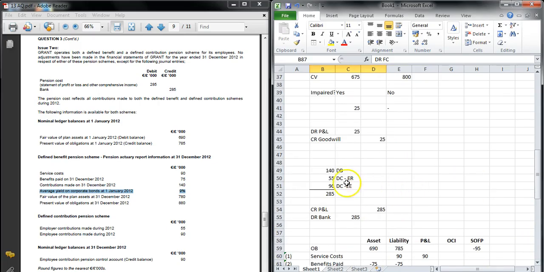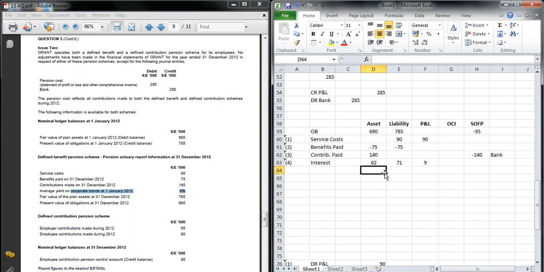So, as in the previous one, you don't bring the contributions to the P&L for a defined benefit pension. You bring the service costs and the net interest cost. So adding up all the movements for the year, we expect the asset to be 817 at the end of the year, and we expect the liability to be 870 at the end of the year, based on all our movements. However, we know the closing balances from the actuary's report tell us that the fair value of the plan assets is 780 and the fair value of the obligation is 880.